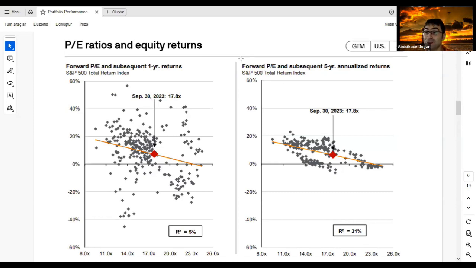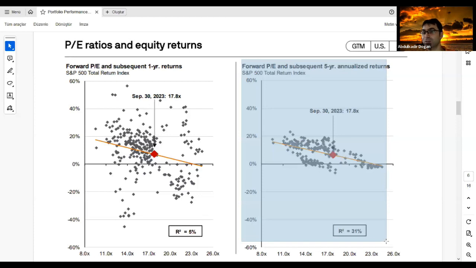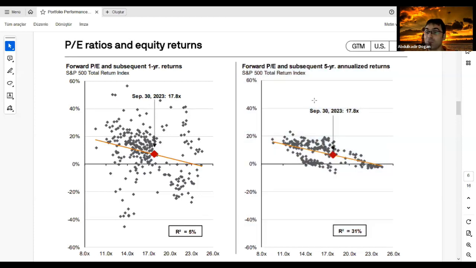And if I make this return a 5-year analysis, the 5-year price earning ratio has a really negative correlation, approximately 31%, with the 5-year annualized return. Meaning that if the 5-year price earning ratio is really high, my profit in that company will be really lower, or vice versa. So if I take a position which has a lower price earning ratio in the stock exchange, in the 5-year annualized return, I will get an excellent profit at the end of the 5 years.